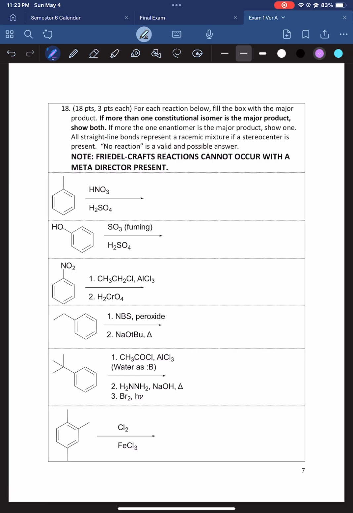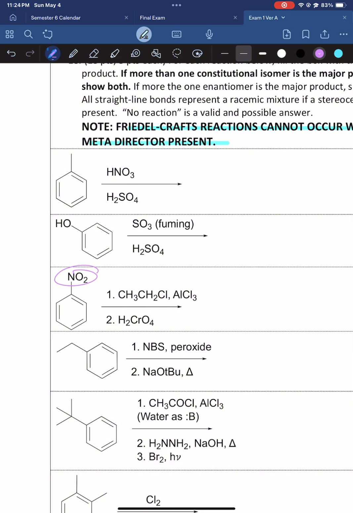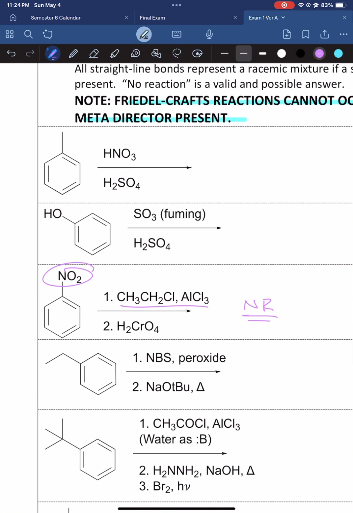The series of reactions, and it's very gracious to tell us that Friedel-Crafts cannot occur with a meta-directing group present. So automatically, I'm just going to scout this out. We have a meta-director here, deactivator, Friedel-Crafts, no reaction. This is not going to occur. This acid is our problem child. It's basically going to make it so this is not possible. So let's look at the first question.